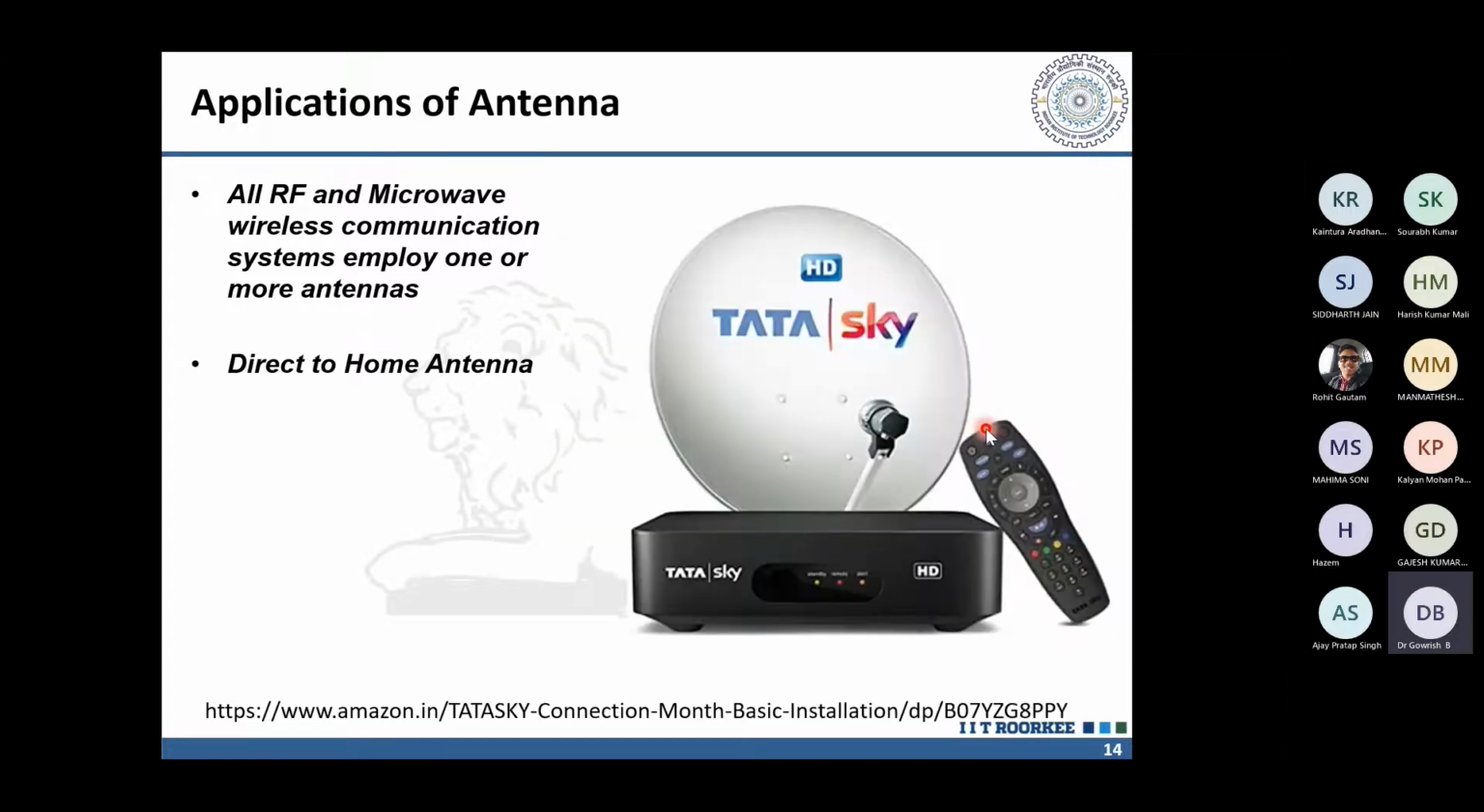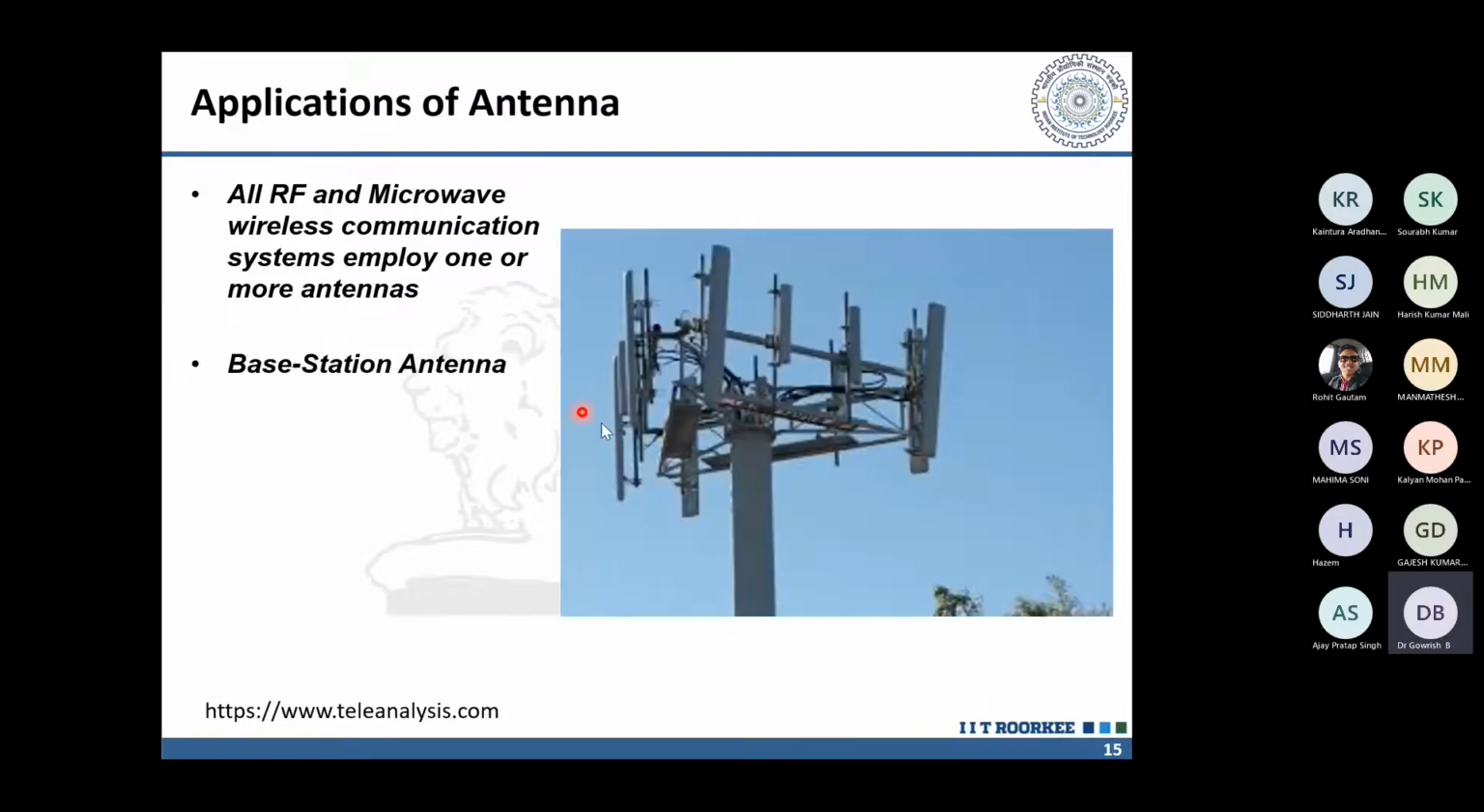Next, before going to the topic, once again, these antennas will be very high performance antennas. At the same time, the cost has to be less because these are volume products. So the cost has to be less in direct to home, especially in direct to home antennas. Then we come to high performance antennas, where performance is a key criterion.